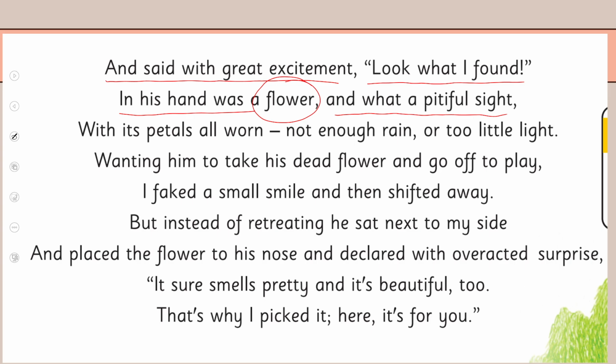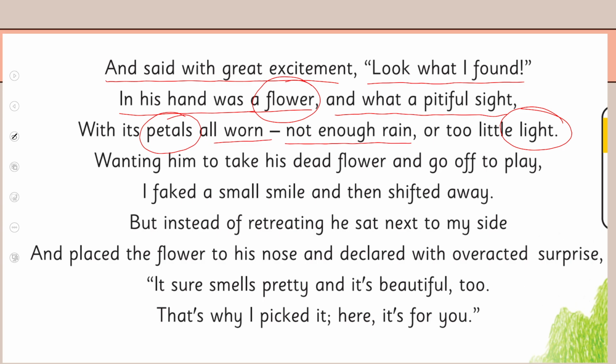Now, why is it pity? Because of the condition of the flower. The flower has petals that are all tired and worn down because it is not given enough rain, or it is not given very good light. So the feeling of seeing a flower in such bad condition, it leaves you sad.